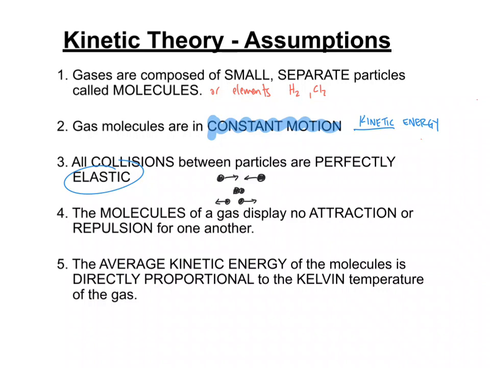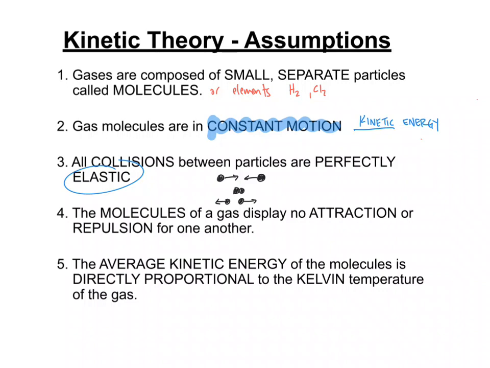The fourth postulate or assumption says that molecules of gas display no attraction or repulsion towards each other. So we're assuming here, to make the calculations a little bit easier, that there are no forces of attraction and there are no forces causing them to repel from each other. They just hit each other and bounce off.